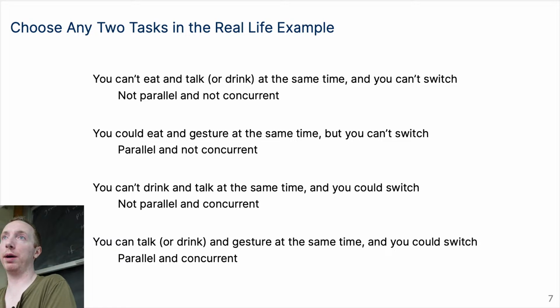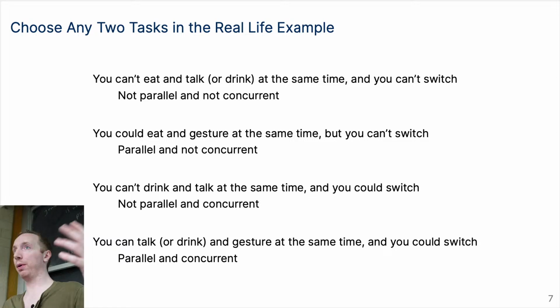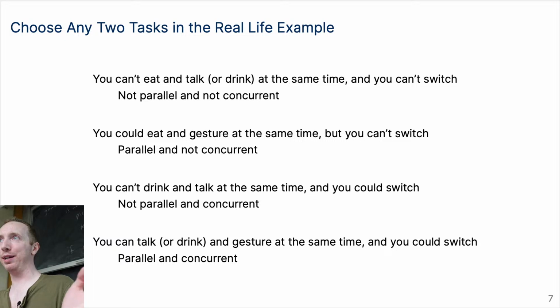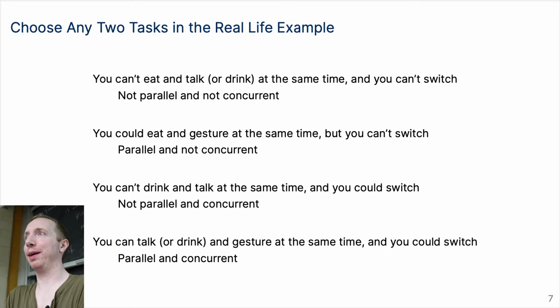So I can't do them in parallel because I'm using the same mouth resource. But I could do them concurrently, which basically means I could switch and make progress on either one of those. Drink or talk and gesture at the same time, because we can do them in parallel, different resources, and we could also interrupt ourselves because we don't have that stupid eating thing where we just won't stop. Right?